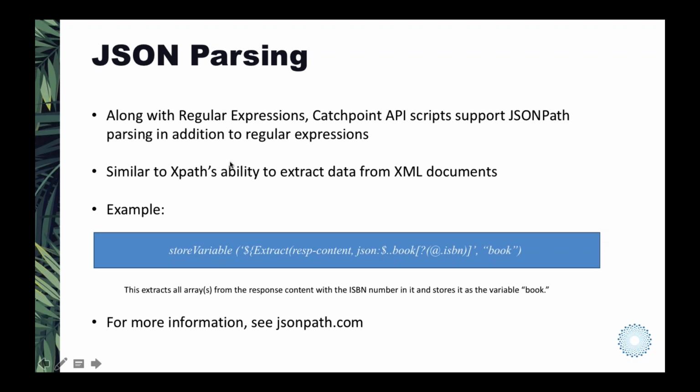In the example here, we're looping through a JSON response to extract the ISBN number that is referenced in the JSON data structure and store it in a variable called book, which we can then use further down within our API transaction. And if you're curious about JSON Path, you can go to jsonpath.com and see more information and examples on using JSON Path.